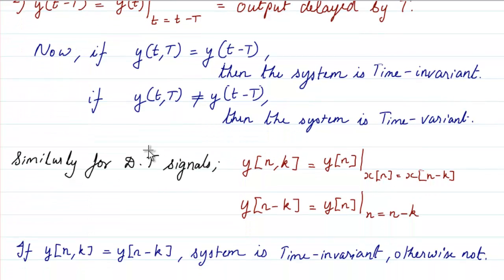This was for the case of continuous time signal. Similarly, for discrete time signal also, you have the same equation. The only difference is that instead of time, it is discrete values: y of n comma k and y of n minus k. So this is the equation that you will use, and if both these values are equal, the system is termed time invariant, otherwise it is termed time variant.